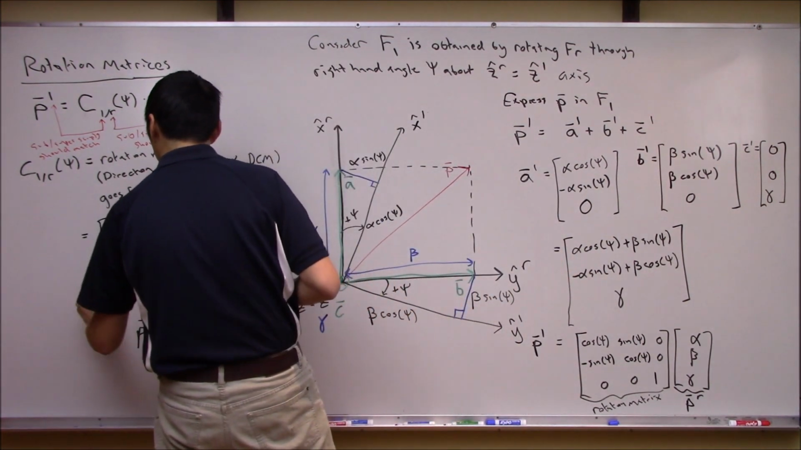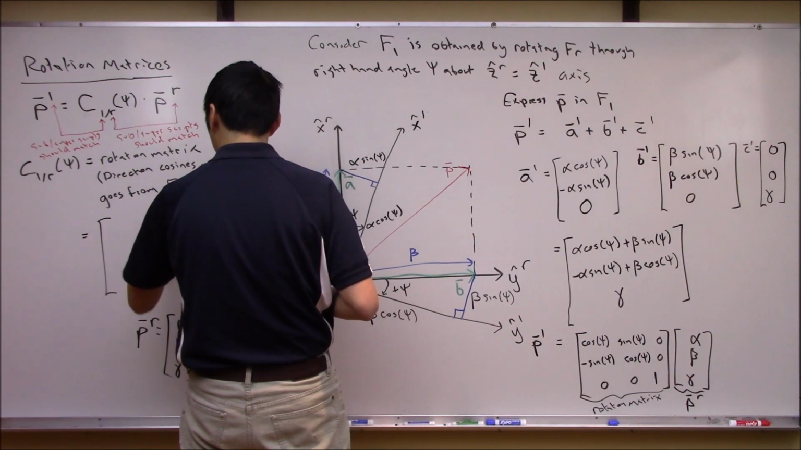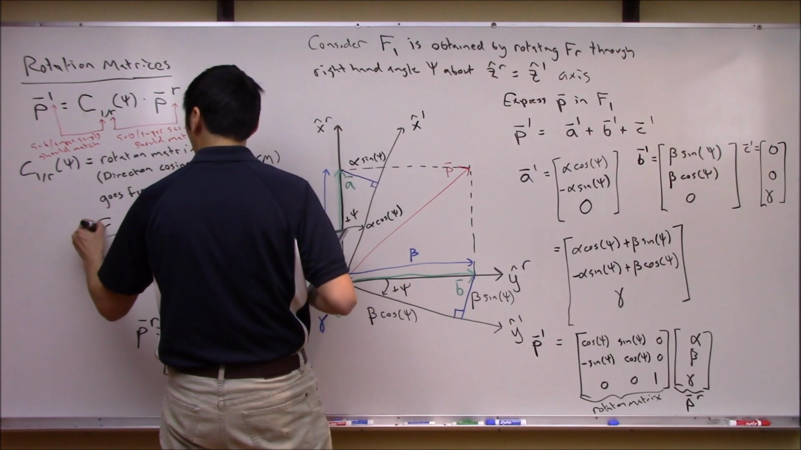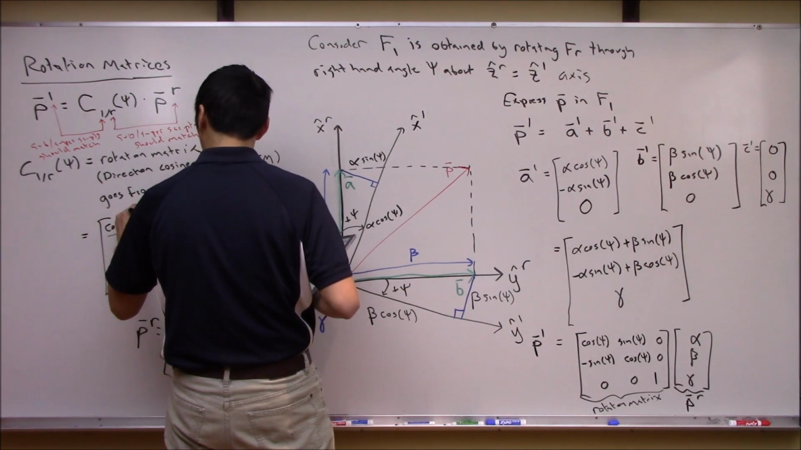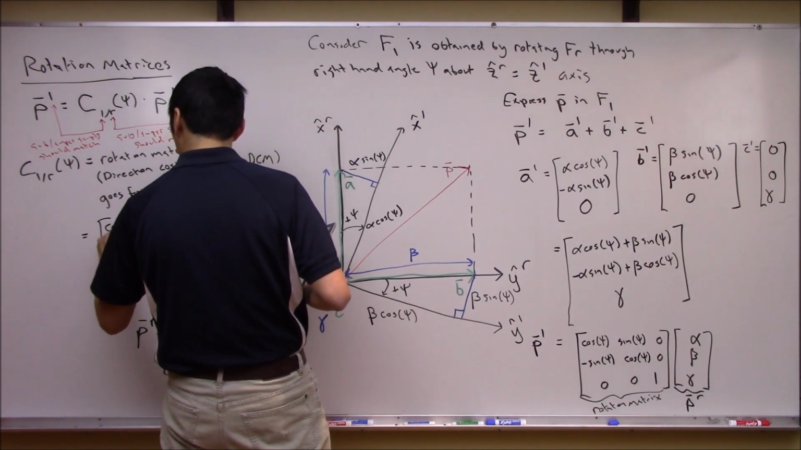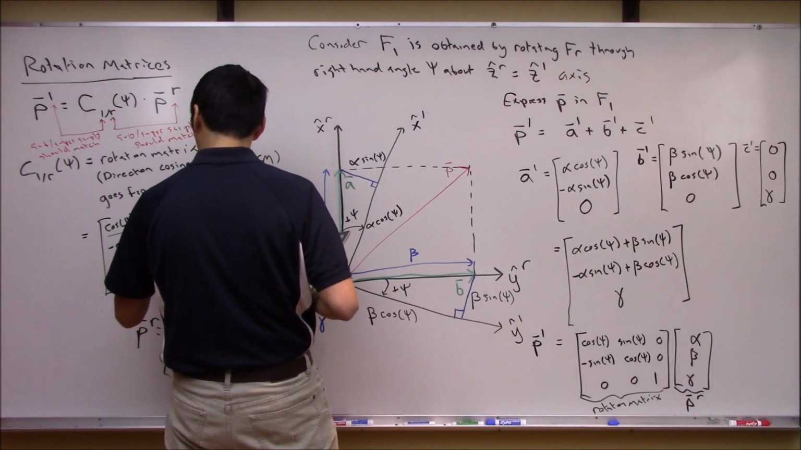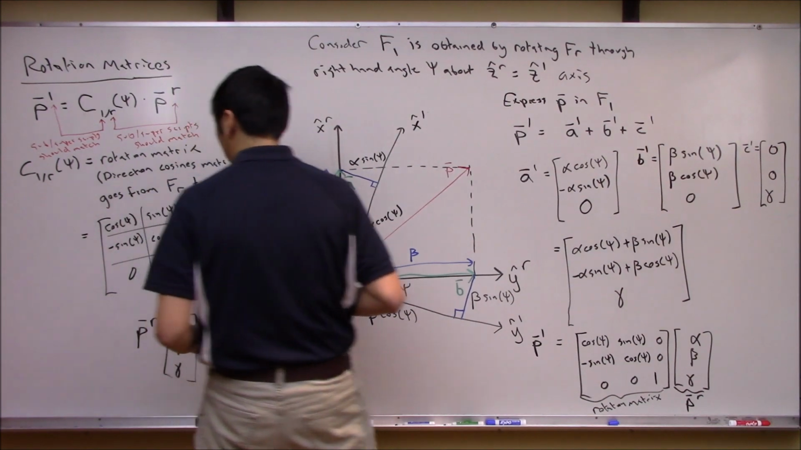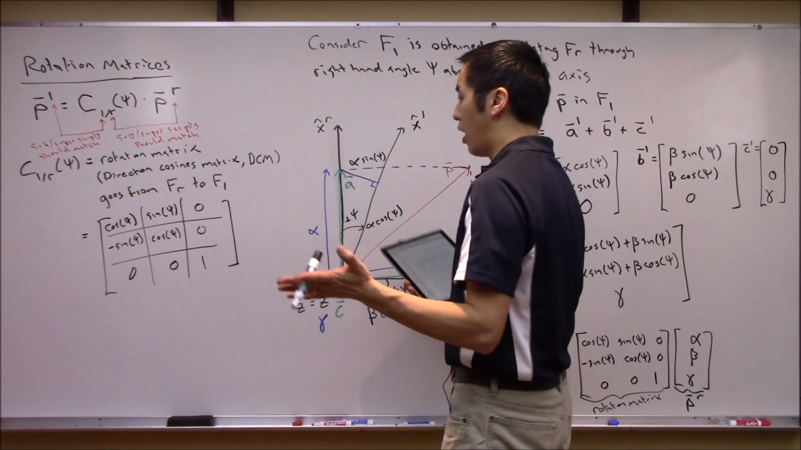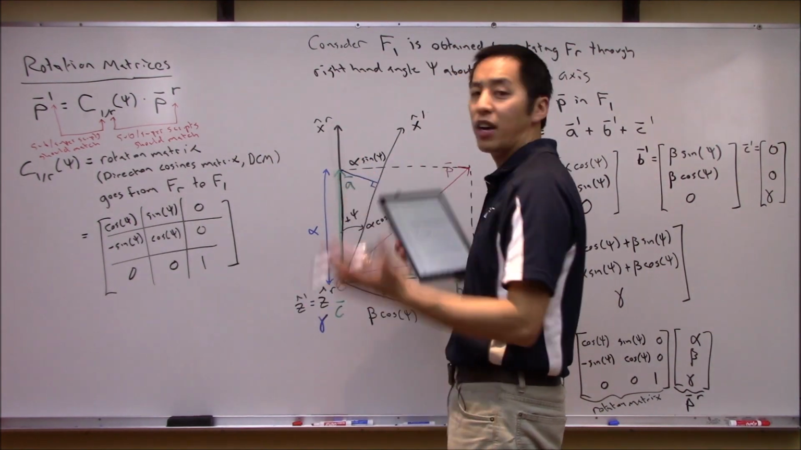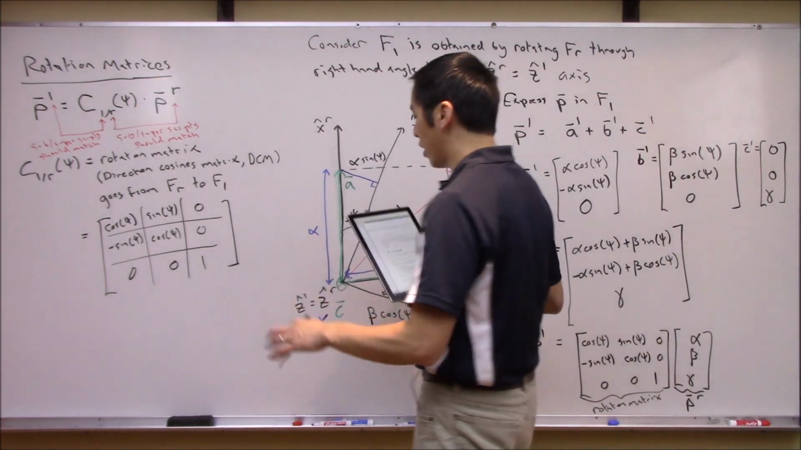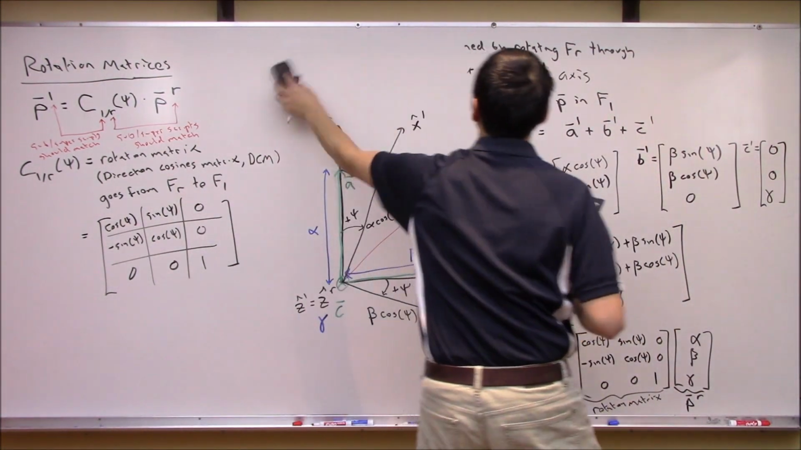Okay, so this is our rotation matrix, and maybe we should write it down exactly. This rotation matrix is a 3x3 that looks like cosine of psi, sine psi, 0, minus sine psi, cosine psi, 0, and then 0, 0, 1. Great. So this is our rotation matrix. It has tons of special properties. It's really, really helpful. Let's talk about a couple of these interesting properties.